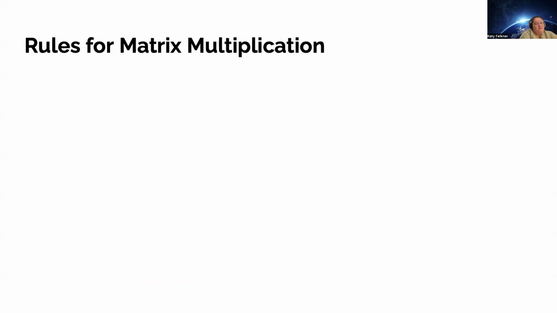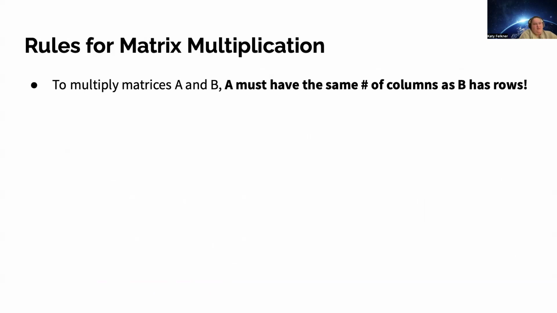So now we're going to get into rules for matrix multiplication. But before we can start multiplying matrices, we have to understand when we can multiply matrices. So the key thing to know is that to multiply matrix A and B, A has to have the same number of columns as B has rows. And what this means is if A is an M by N matrix and B is an N by P matrix, the product C is M by P.